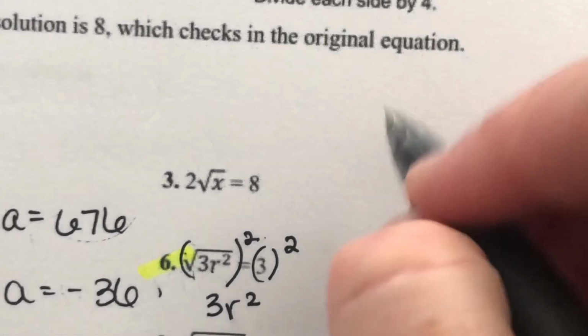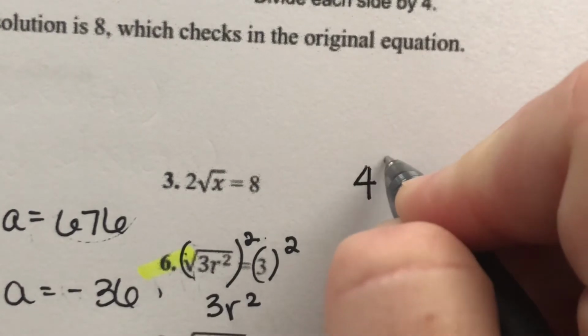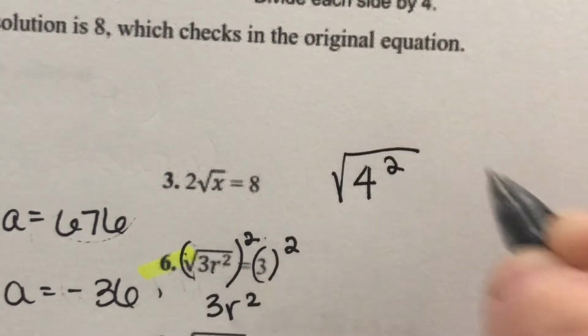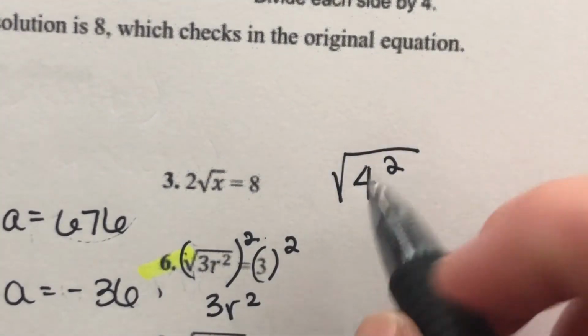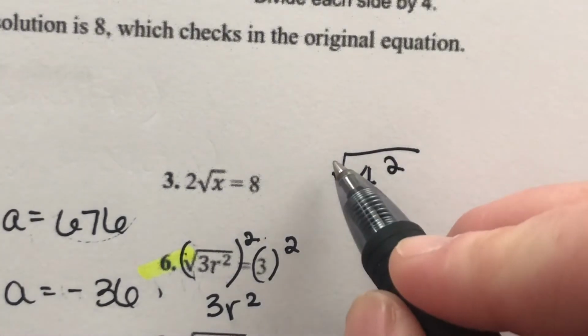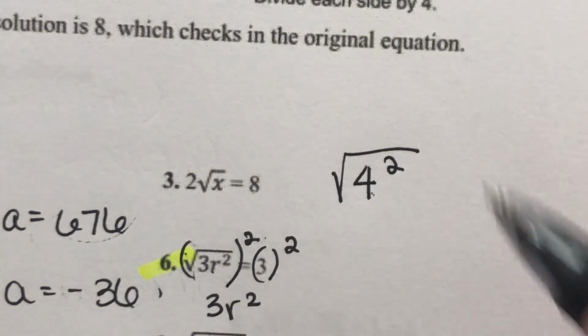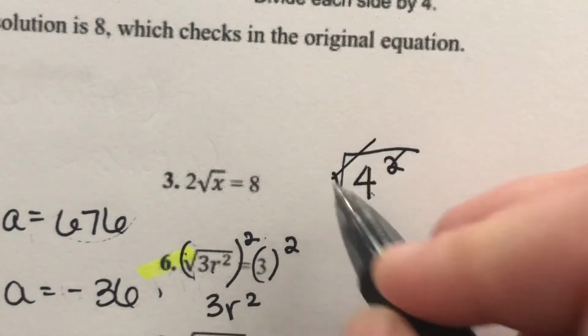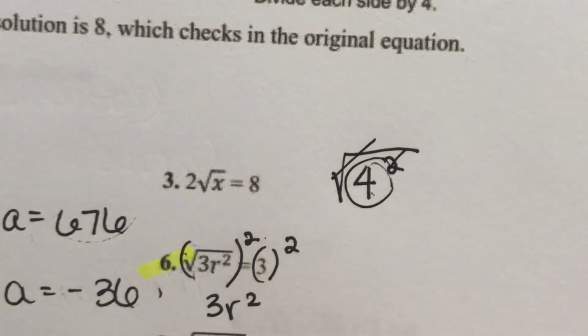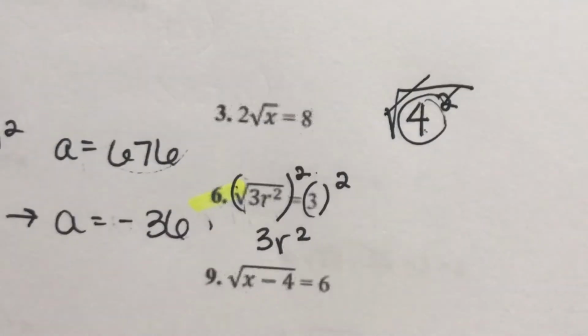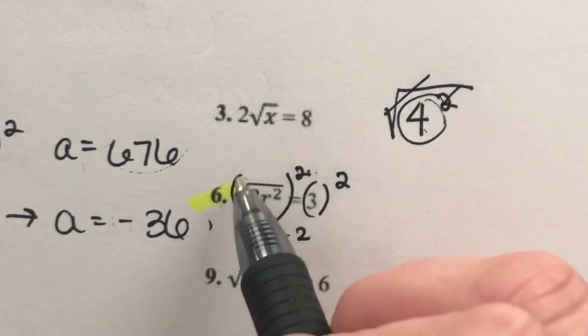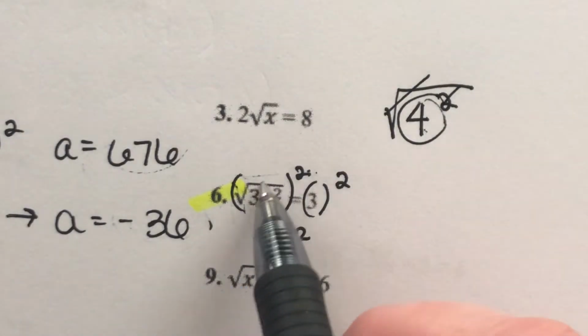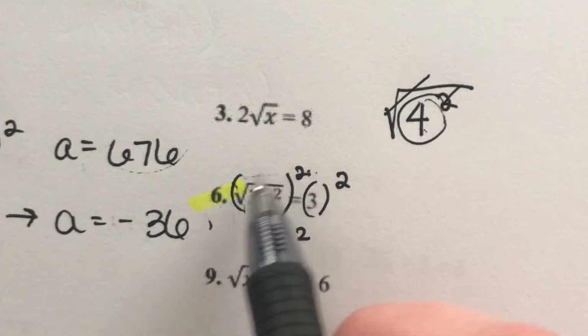Think about it. If I had 4 squared under the radical sign, what's that going to end up being? Well, 4 squared is 16, and the square root of 16 is 4. So basically, this guy and this guy just cancel each other out, and our answer is going to be 4. Same thing here, this little 2 and this square root cancel each other out, so nothing underneath the radical sign changes.